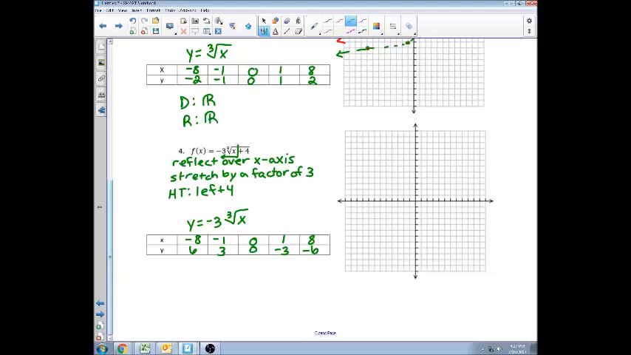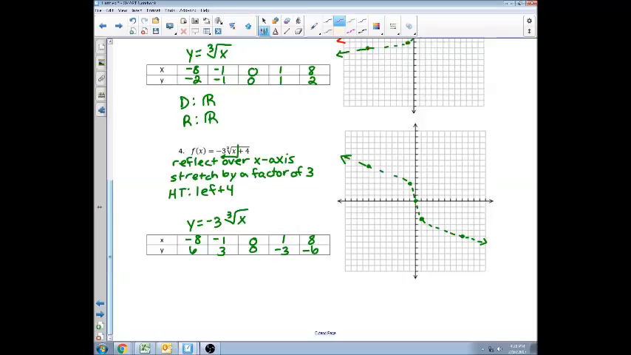Go ahead and plot those points. So I go left 8, 1, 2, 3, 4, 5, 6, 7, 8, and up 6, 1, 2, 3, 4, 5, 6. Then I go left 1 and up 3, have 0, 0, right 1, down 3, and right 8, 2, 3, 4, 5, 6, down 6, 1, 2, 3, 4, 5, 6. Need to connect all of my points.